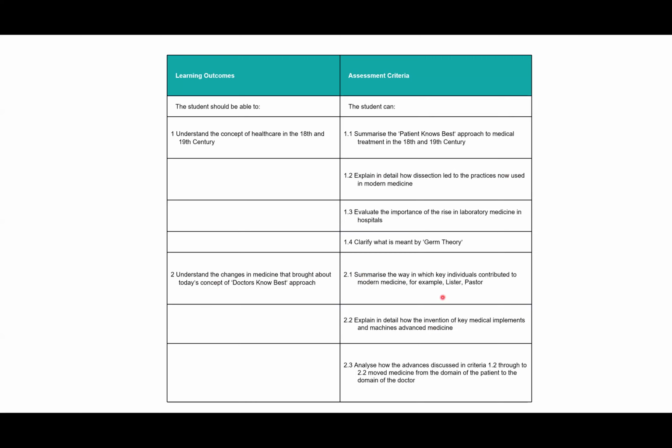Here you're summarizing the way in which key individuals contributed to modern medicine. For example, there's Lister, there's Pasteur, we'll talk about them. Hello to everyone who's joined. We'll go through introductions in a bit. And then we'll explain in detail how the invention of key medical implements and machines advanced medicine. So how have they played a role in medical advancements?